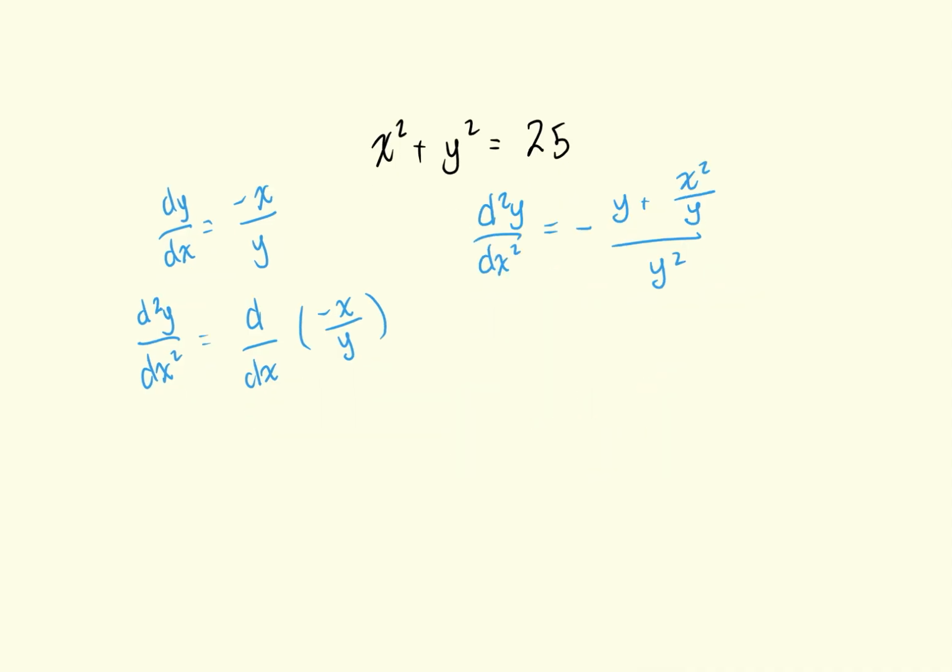Now, to further simplify this, we can multiply both the top and bottom by y to get rid of the denominator in the numerator. And so we get d squared y by dx squared equals negative y squared plus x squared over y cubed. And since x squared plus y squared always equals 25, we can replace the y squared plus x squared to give us negative 25 over y cubed.